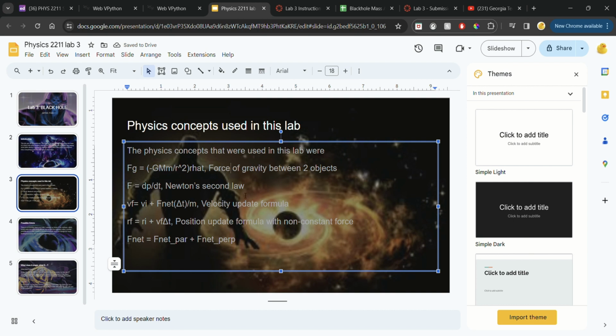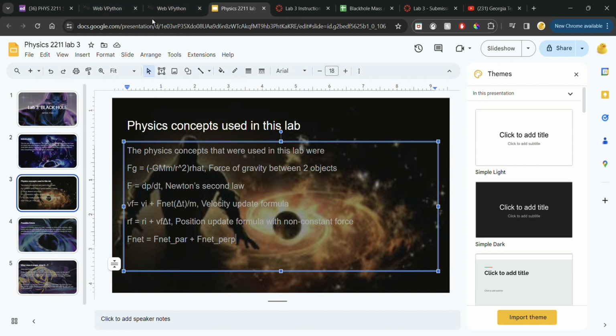Here's some of the physics. I think these are all the physics concepts used in this lab. The force of gravity between two objects, Newton's second law, velocity update formula, position update formula with non-constant force, and then F net is equal to F net parallel plus F net perpendicular.